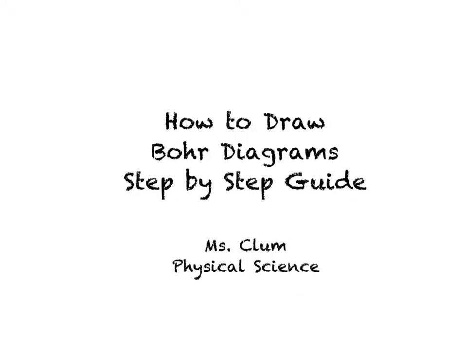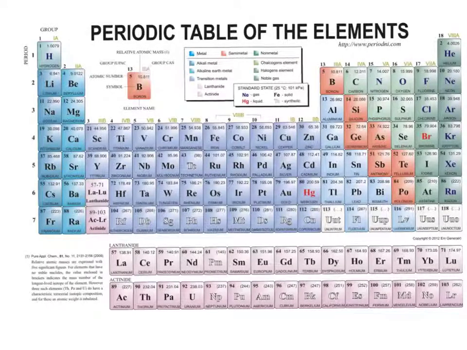Today we're going to be going over how to draw Bohr diagrams in a step-by-step guide. First, we start by looking at the periodic table of the elements. And we notice that the periods are on the left-hand side here, 1, 2, 3, 4, 5, and 6. And the group numbers are above the top here, group 1 through 18.